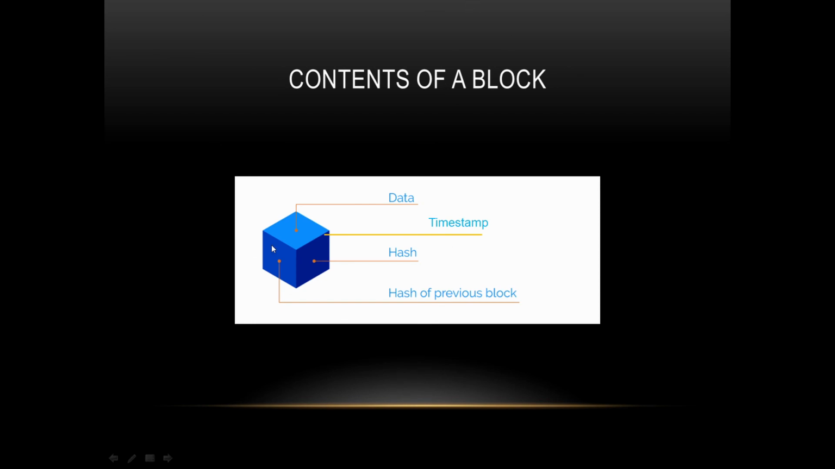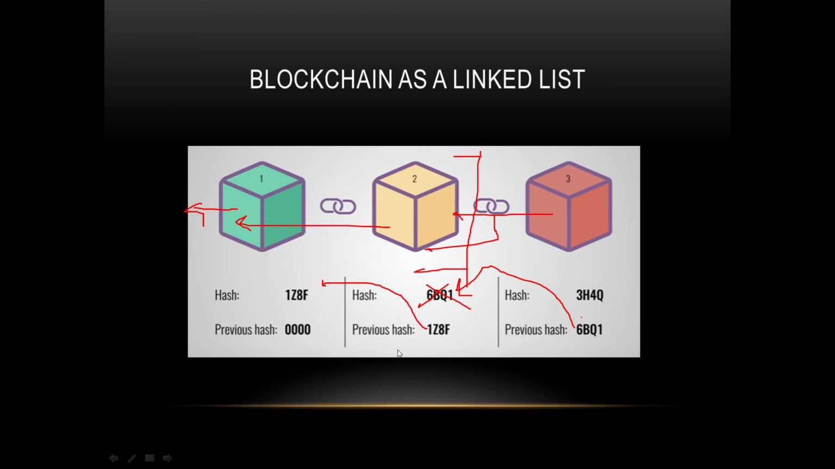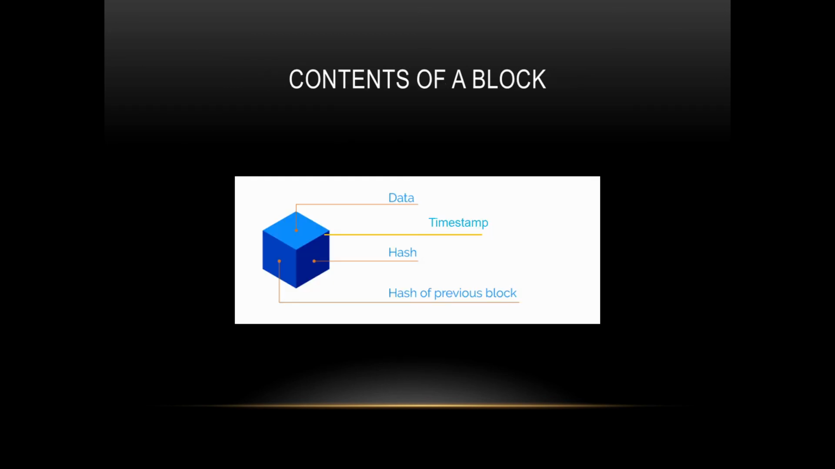Contents of a block. What does each block contain? It contains the hash of the previous block. You can see out here, this is the hash of the previous block. Every block contains the hash of the previous block to which it points. And the first block contains 0000 as its previous hash, as it is known as the genesis block, and it doesn't point to any other block before it. Now, hash is of that same block. You can consider it as an address, so it is the same block's address.